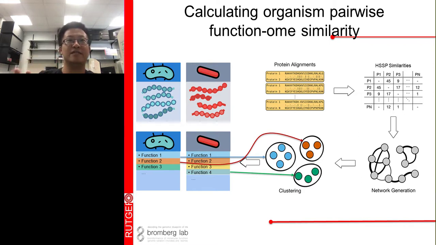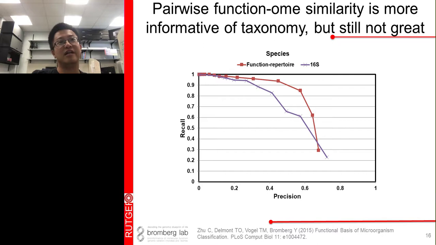With this, I can further calculate the functional similarity between every pair of bacteria by comparing the similarity between these function vectors. If I use that similarity as a new metric to identify whether two bacteria are of the same species or not, you can see a significant and obvious performance gain compared to using 16S RNA. However, it's still not great, because you can still only retrieve around 70% precision.